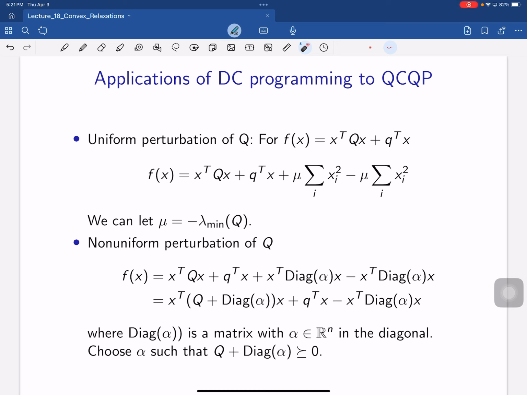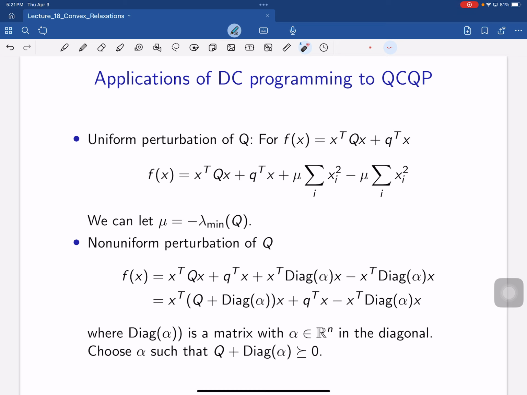Because if this part is not PSD, that means the smallest eigenvalue must be negative, right? And then you add minus the smallest eigenvalue, then you will get a PSD matrix. And this is like a uniform perturbation. You choose mu to be uniform for all the quadratic terms.